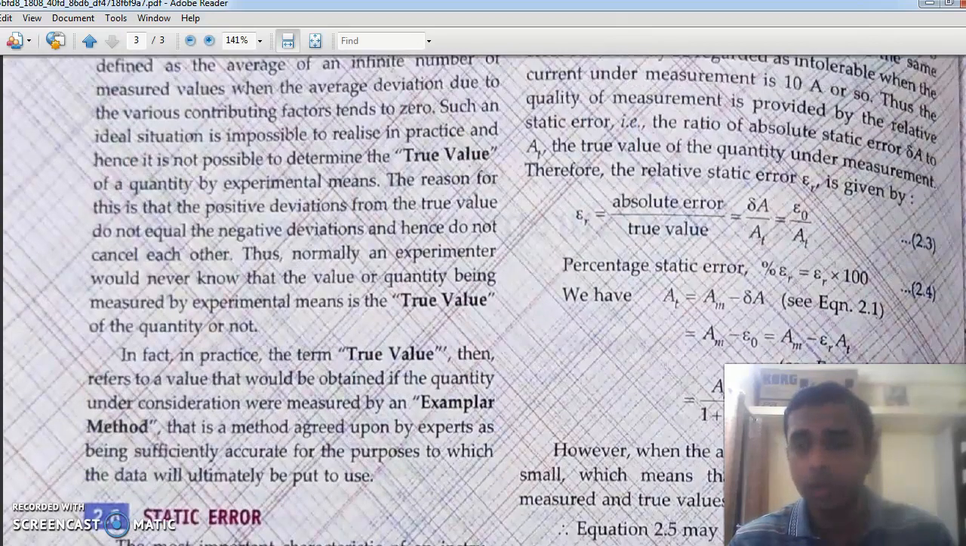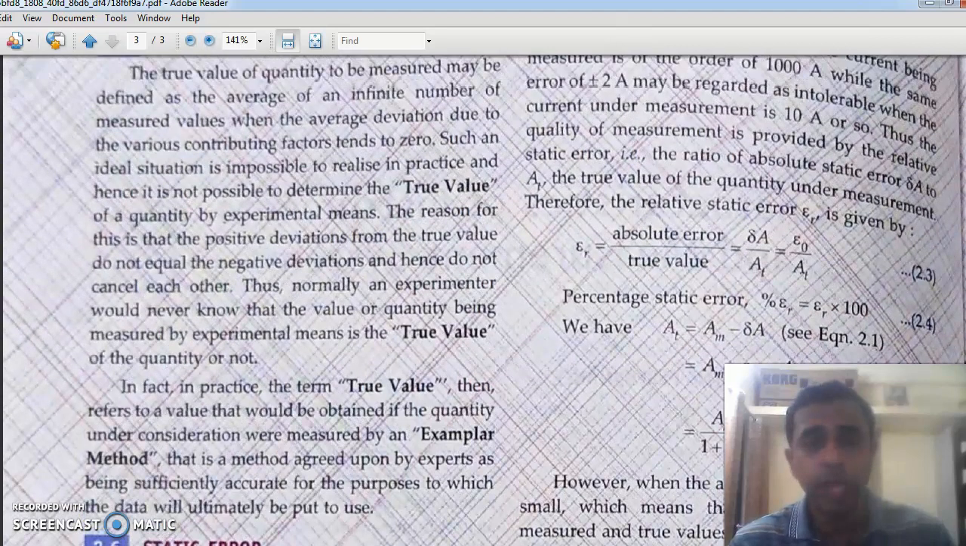Before going to the error, let me take two things. First one is, what is the true value? Anyway, we are measuring a quantity. It can be a temperature, voltage, current, anything. Any quantity that we are measuring will have a true value.